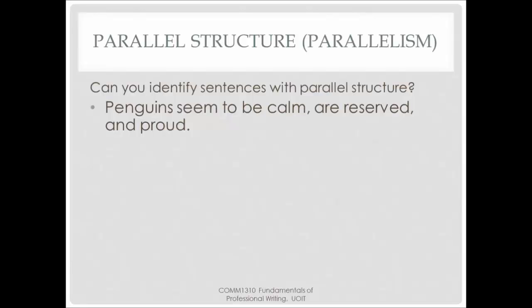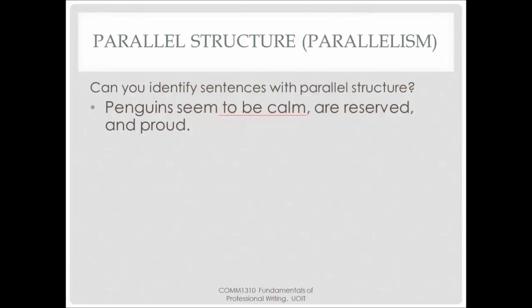In this first sentence, penguins seem to be calm, are reserved, and proud. Each item in the list must be in the same form in order for the sentence to be parallel. And of course these are not. So how would you make the sentence parallel? You do so by changing the items in the list so that they are in the same form.